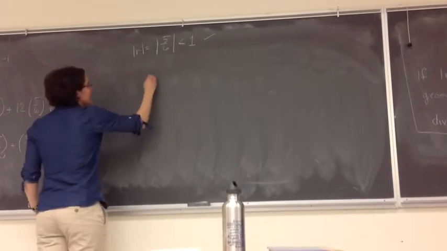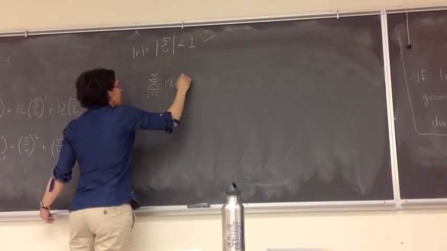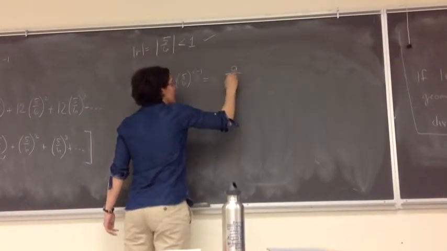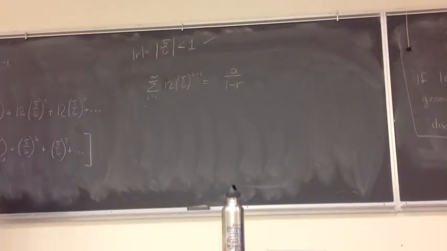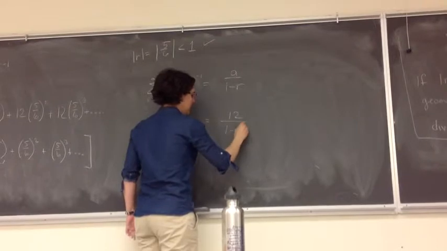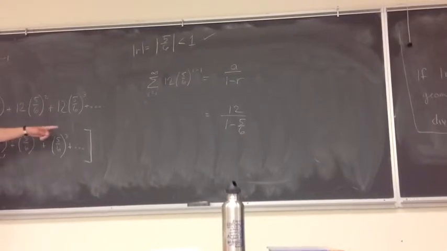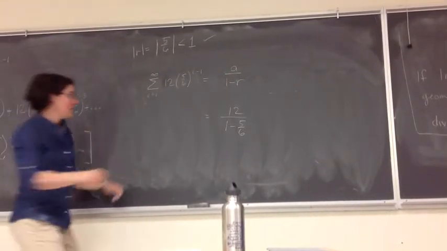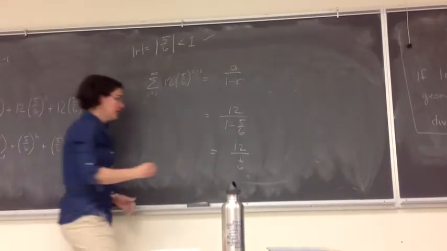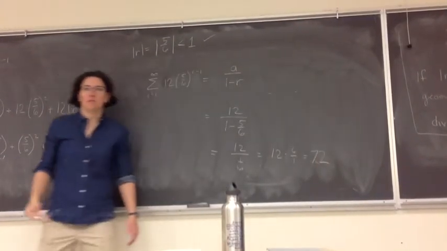So our series, the sum where i goes from 1 up to infinity of 12 times 5/6 to the i minus 1, is equal to a over 1 minus r. And our a value is 12, and our r value is 5/6. So this infinite sum is exactly equal to 12 over 1/6. And if I multiply by my reciprocal, I have 12 times 6 over 1, which is 72.